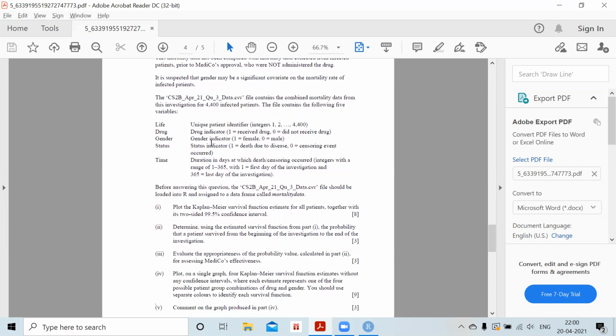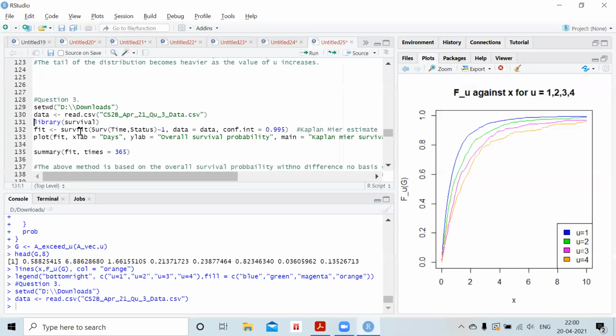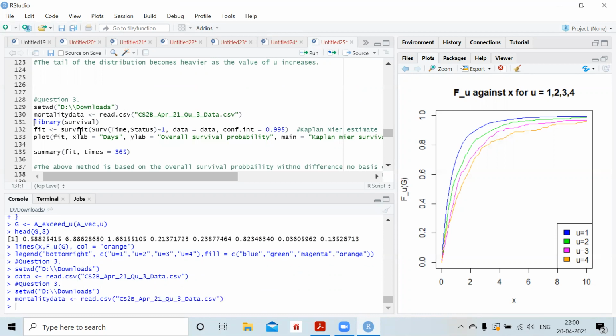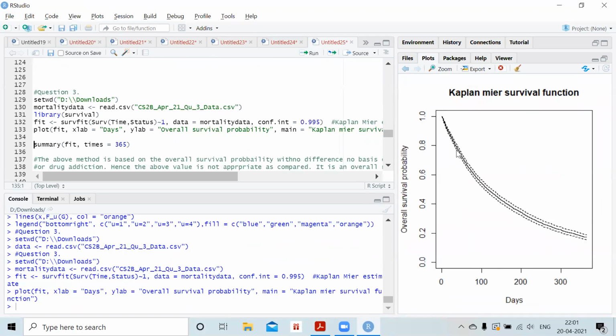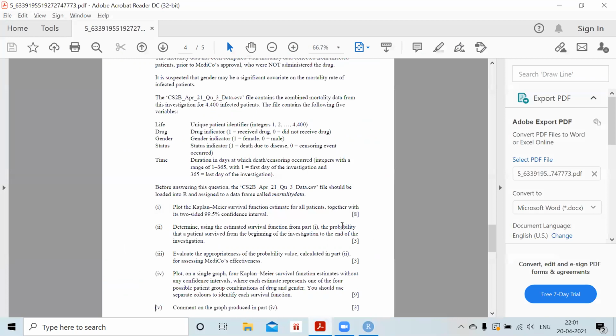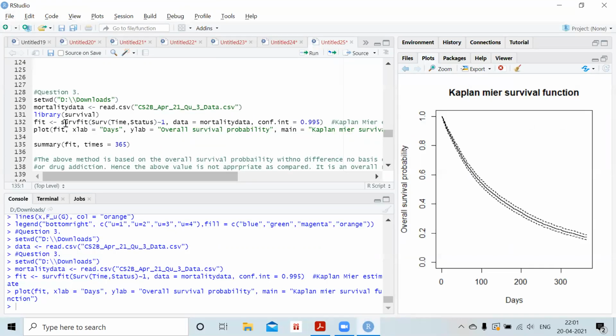Okay, the first part says to plot the Kaplan-Meier survival estimate for all patients together with its two-sided 99.5% confidence interval. And they've asked you to name the data frame mortality data. So let's name this mortality data first. Now we'll fit it with a confidence interval of 99.5%, and then we'll plot the fitted Kaplan-Meier survival function with a two-sided confidence interval. This was 8 marks, direct 4 lines of code, 8 marks.